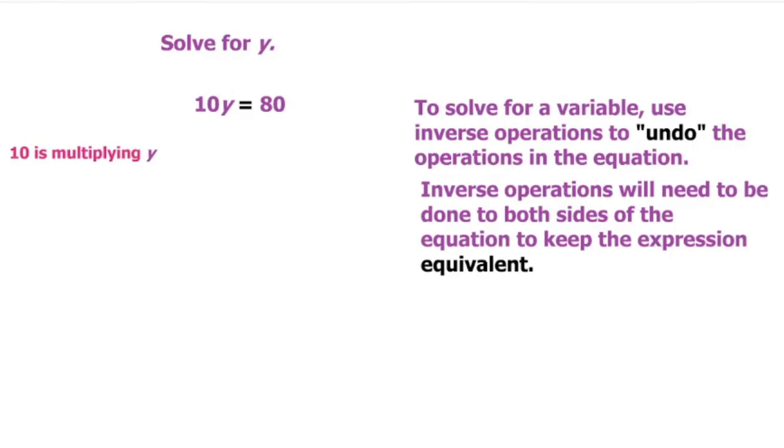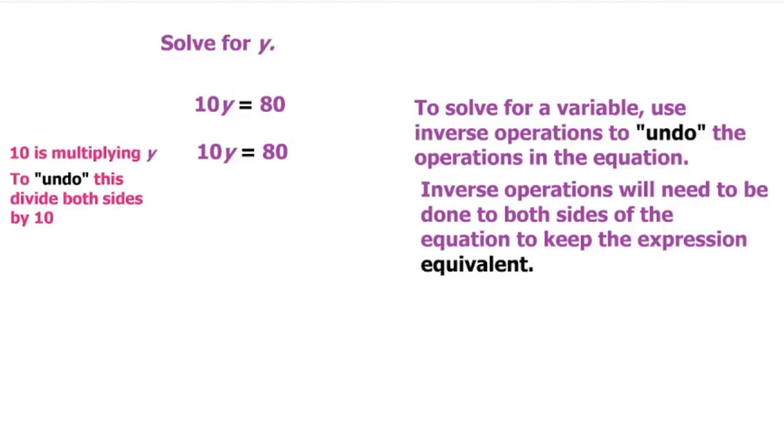10 is multiplying y, right? We could see that. 10 is multiplying y. So to undo this, divide both sides by 10. So the opposite of multiply is divide. So if we're multiplying by 10 here, then to undo it, let's divide by 10. And we do it to both sides to keep the equation balanced.